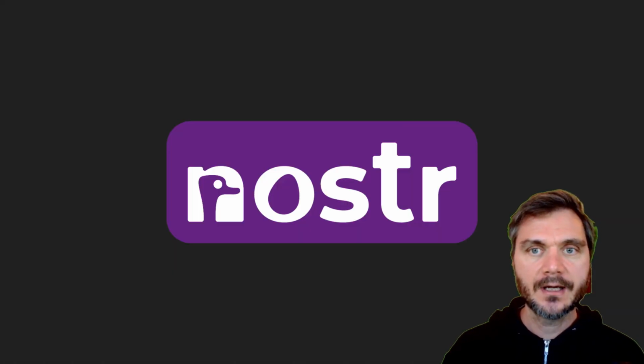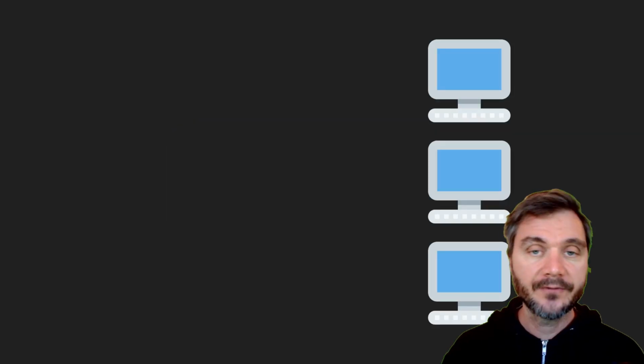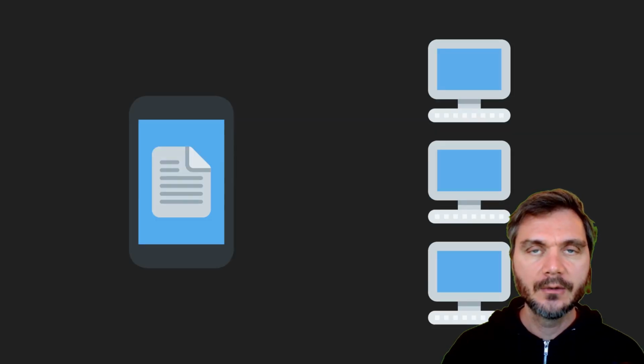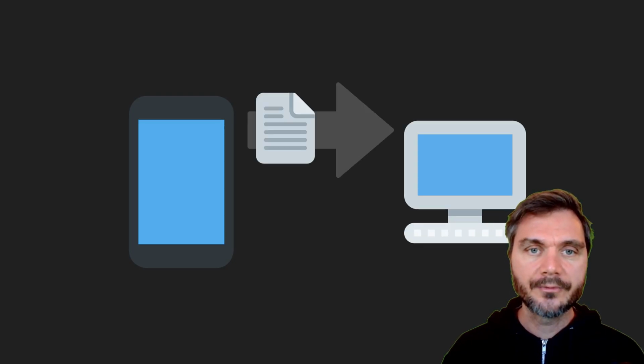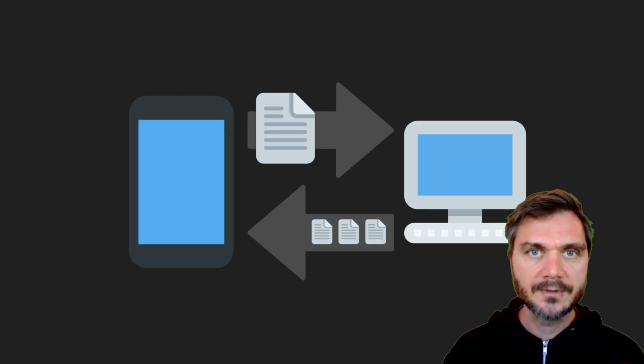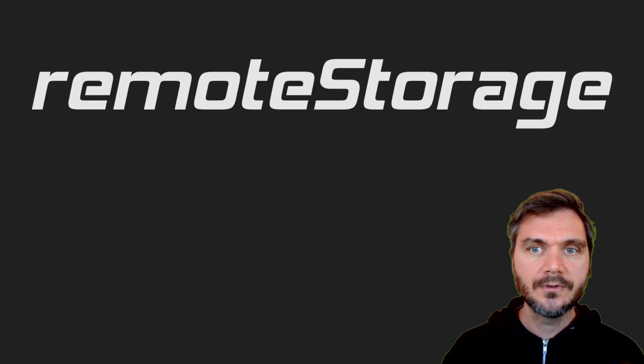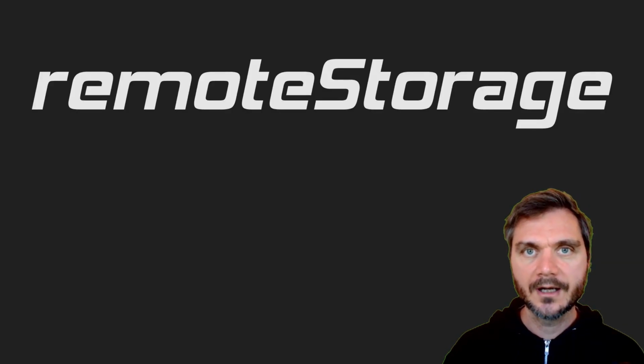Nostr is a decentralized WebSocket-based protocol and a network of anonymous WebSocket servers called relays, where you can write data called events. Nostr relays use a pub/sub system where you can both write event data and set up filters to subscribe to sets of events. It's actually possible to use Nostr as a sort of remote storage for your client-side web apps.